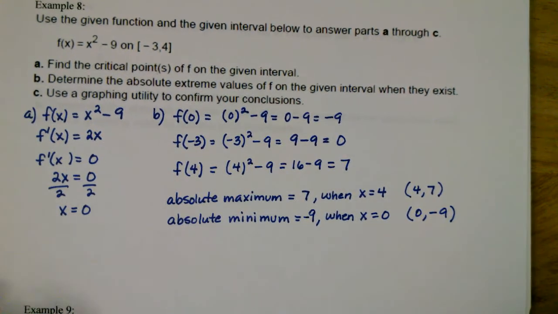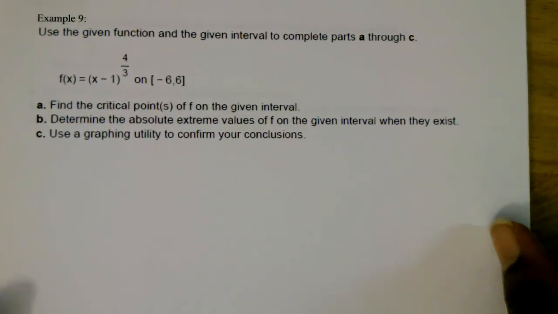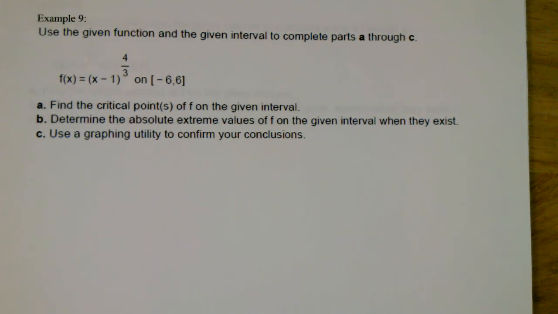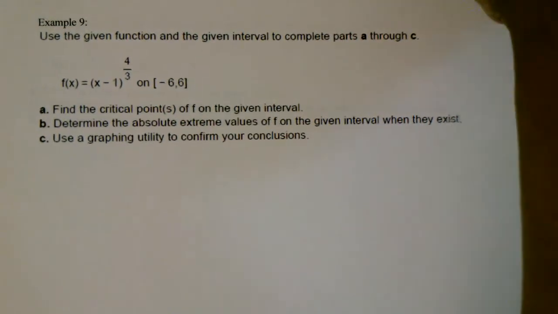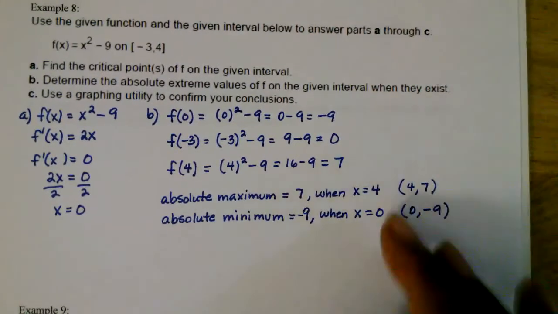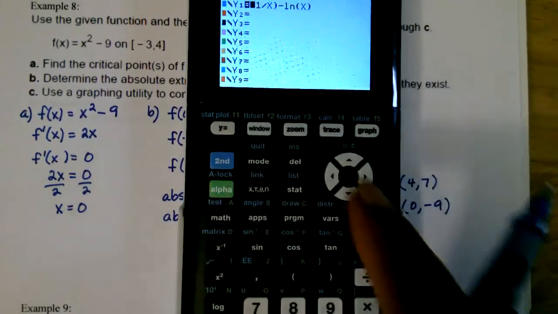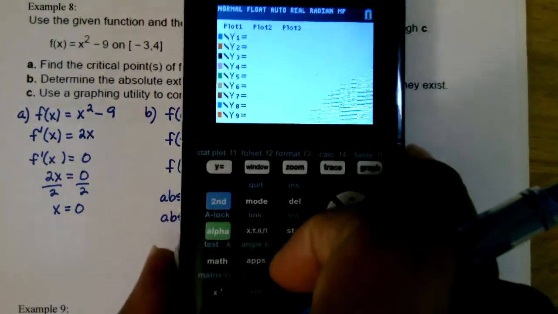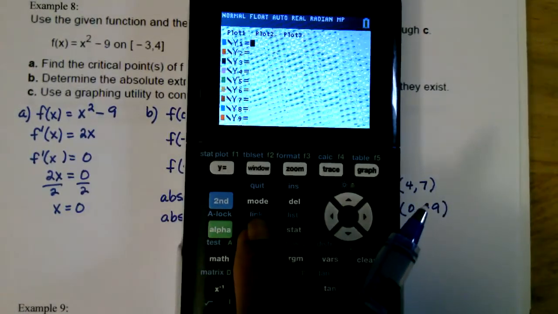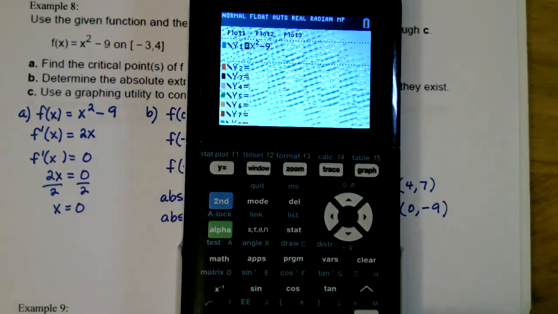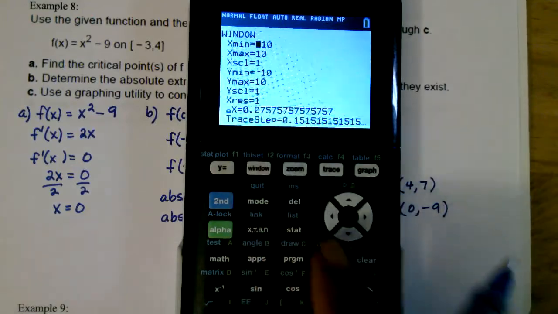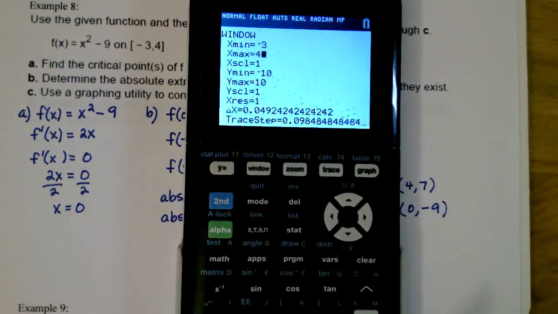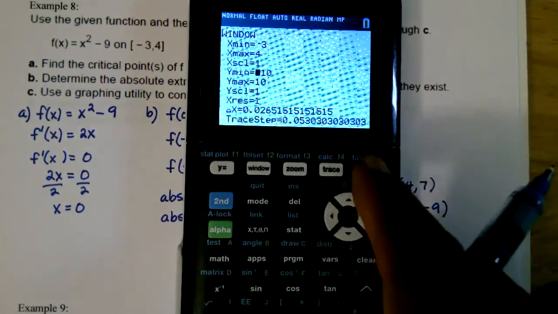Okay, now example 9. Here we're going to use a given function and the given interval to complete parts A through C. Oh, let me go back to part C of example 8, because I forgot to do part C here. And we can use the graphing calculator to get our conclusions here. So go to y equals, clear the previous equation out, and type in x squared minus 9. The window will be from -3 to 4 in increments of 1, and then graph.